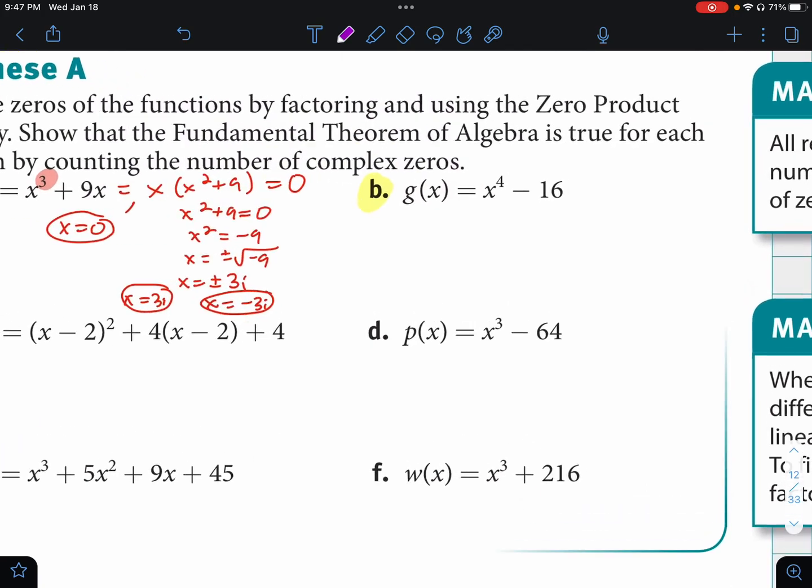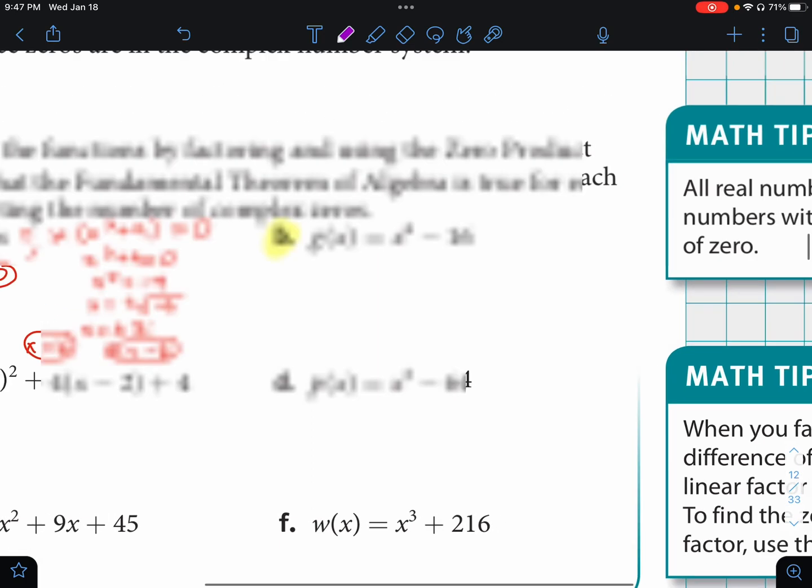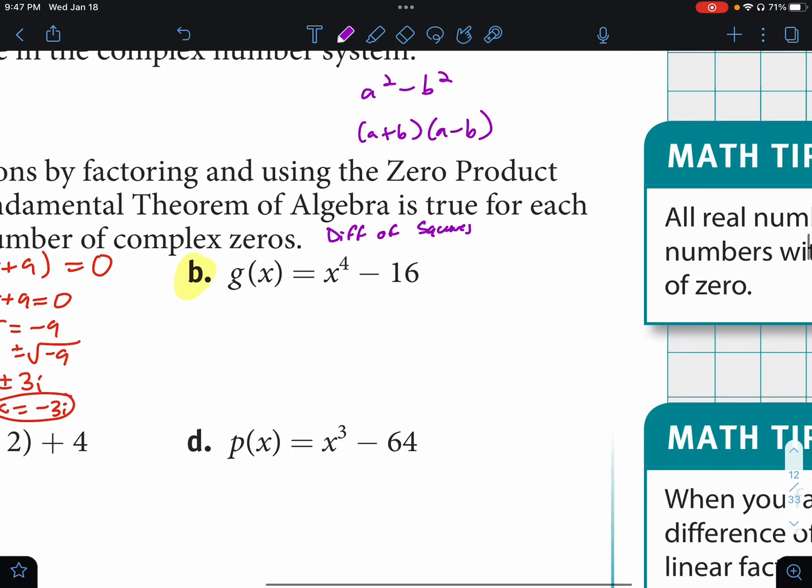So let's jump here to part B. This is going to be a specialty difference of squares problem. So if you remember difference of squares from semester one, a squared minus b squared is a plus b times a minus b. In this case, my squaring is happening twice actually. So I can factor this as x squared plus 4, x squared minus 4, because the x squared times x squared gives me the x to the fourth. 4 times negative 4 gives me the negative 16, and those middle terms add to 0.